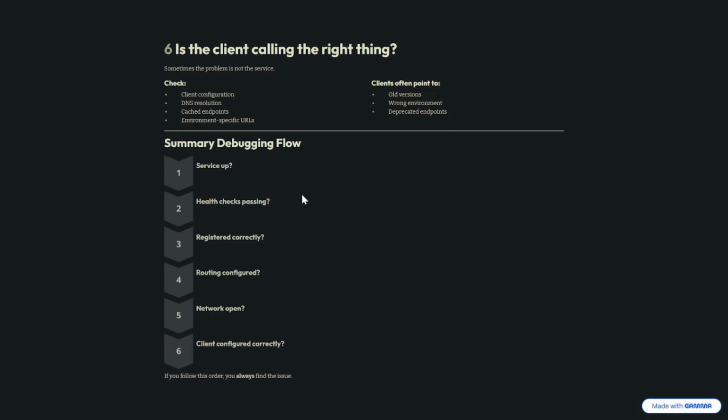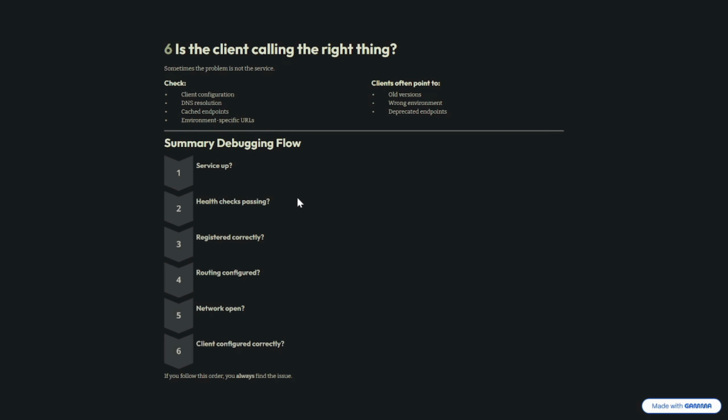Next one is: is your client calling the right endpoint? Sometimes the service is perfectly fine and the problem is with the client: client configuration, environment variables, DNS resolution, cached URLs, or hard-coded endpoints. I have seen clients pointing to old versions, calling staging instead of production, using outdated paths, or using old IP addresses. So never assume the client is correct.